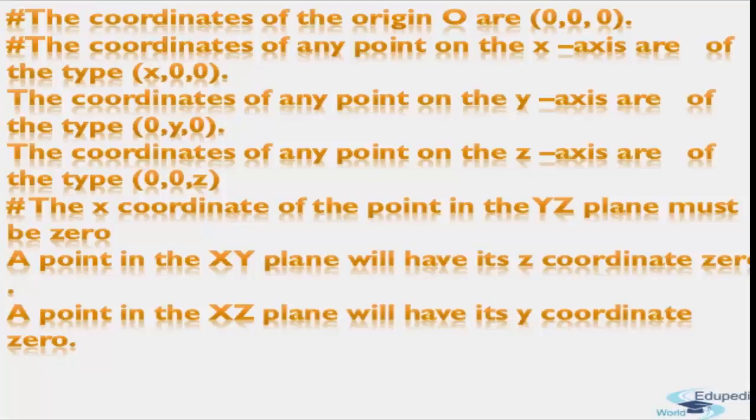What I mean by that is that the x coordinate of a point in the yz plane must be 0. A point in the xy plane will have the z coordinate to be 0. A point in the xz plane will have the y coordinate to be 0. This is pretty straightforward if you look at it. It's just basically continuing what we talked about before.